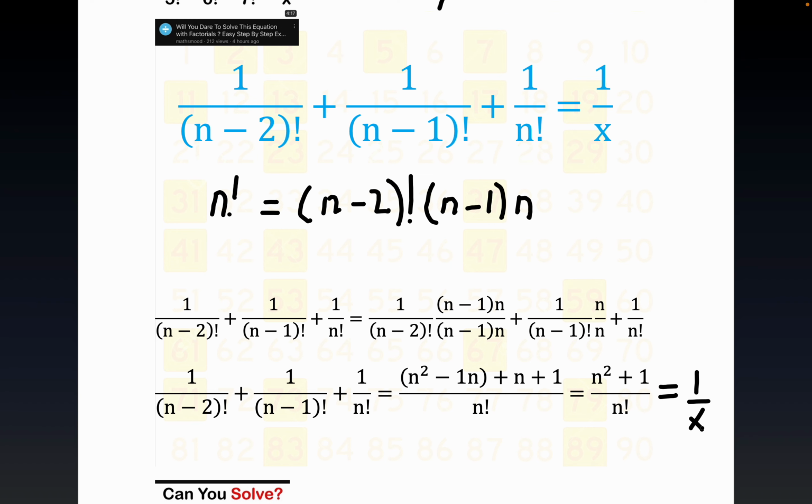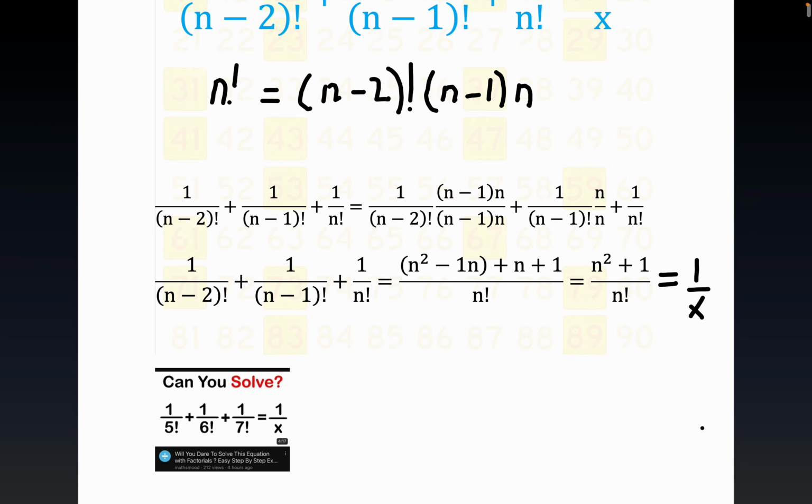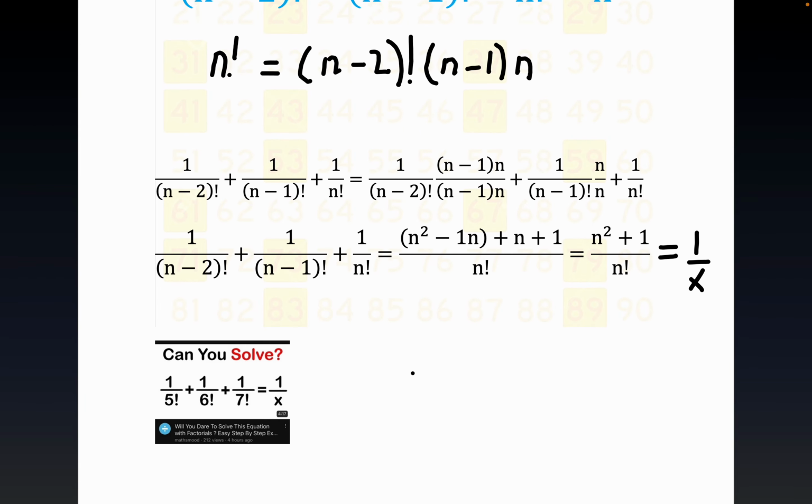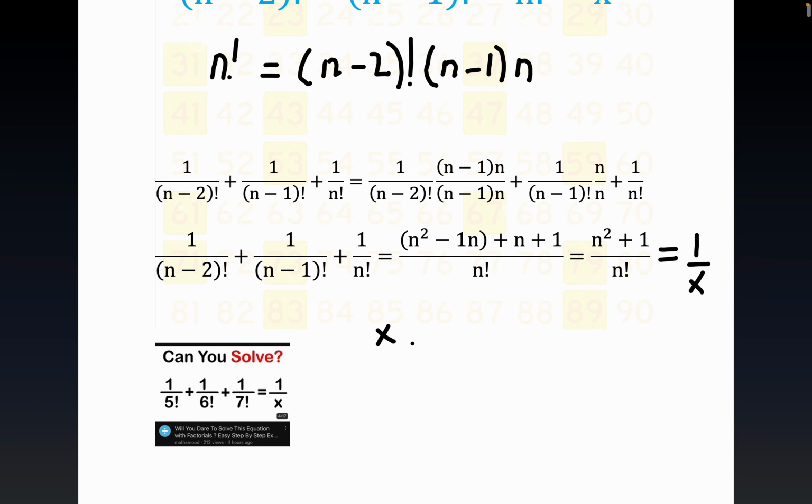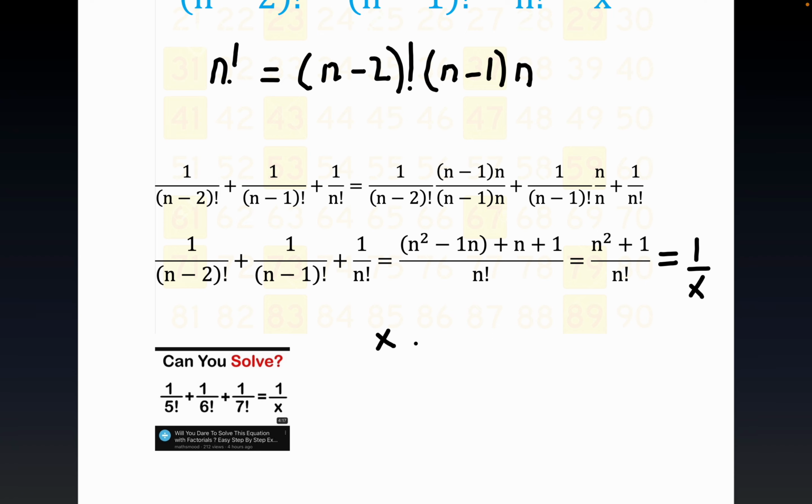In fact, if you reciprocate here, we see that x is just equal to n factorial over the sum n squared plus 1. Just reciprocating, right?